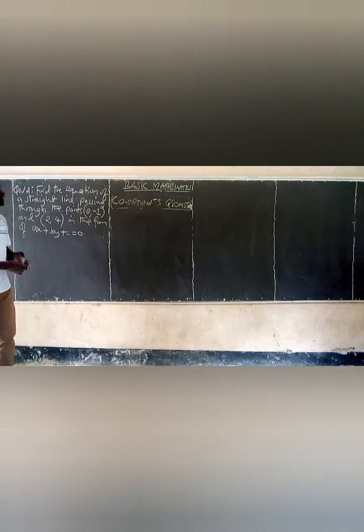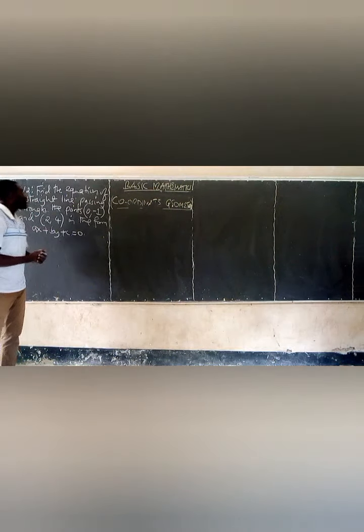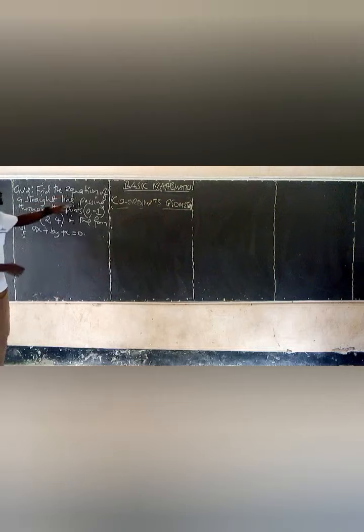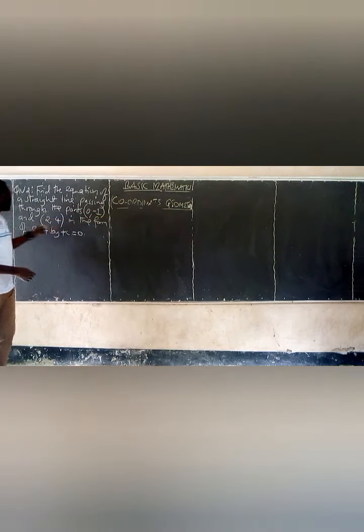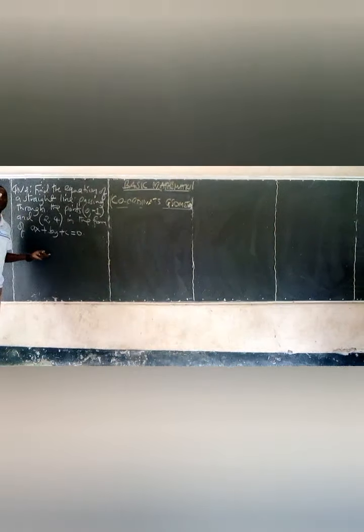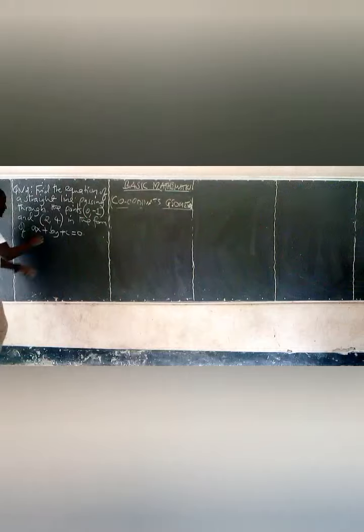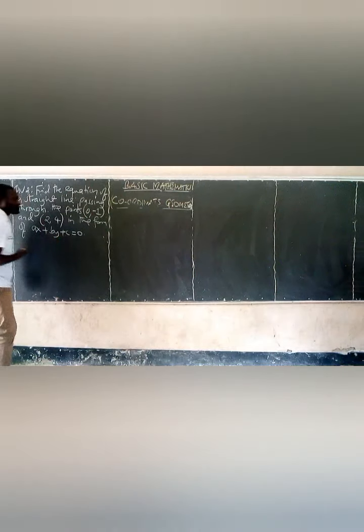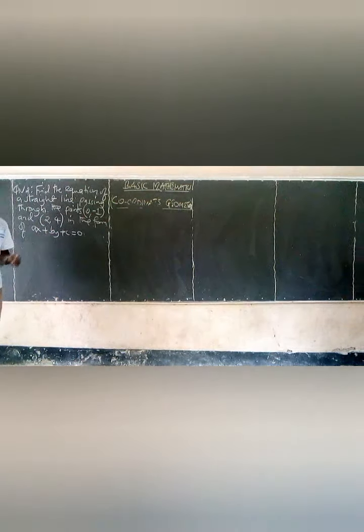So let us do the example of question number 2. Question number 2 states: find the equation of the straight line passing through the points 0, negative 1 and 2, 4. It is in the form of this one. After reaching the end of this question, we are supposed to obtain the equation of the line in this way, which we call the standard equation of the line.